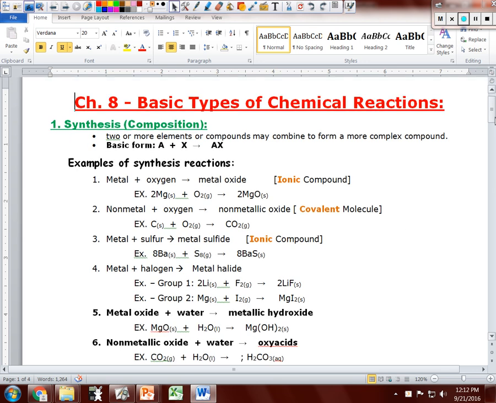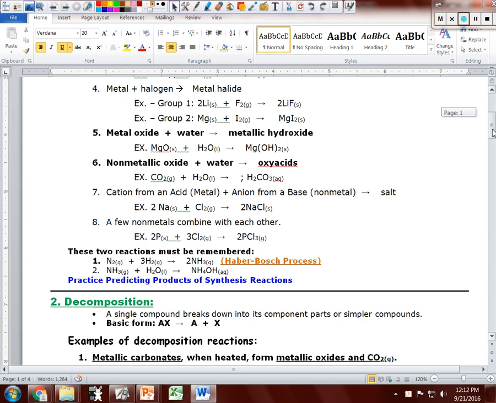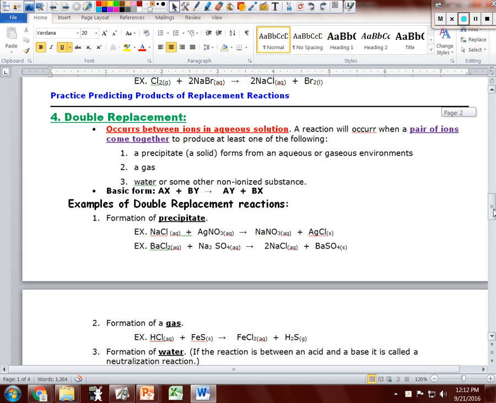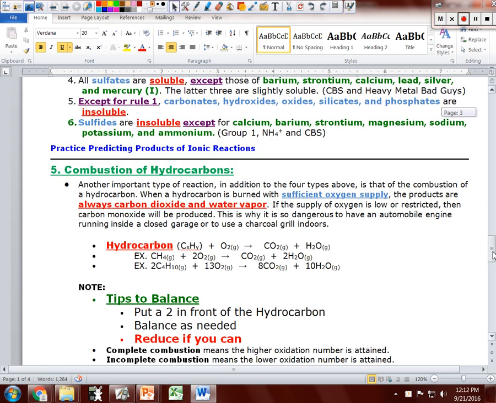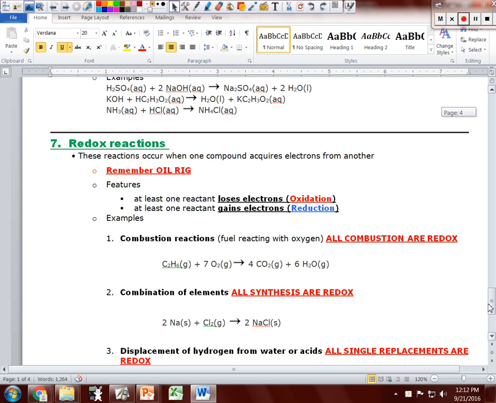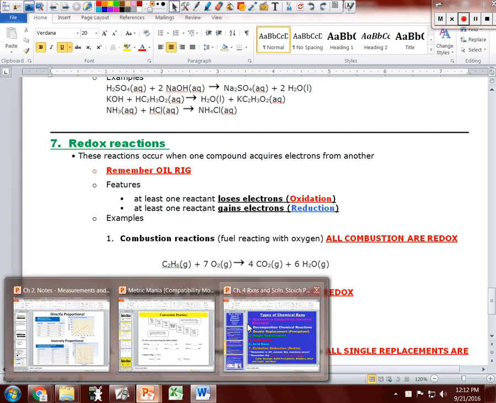And in all 8 that we're going to talk about: synthesis, decomp, single replacement, double replacement, combustion, acid base, and redox. That's what we're going to cover in this topic. Okay? But it's going to be a new way to look at a few of these that are a little more in depth versus what we're used to.